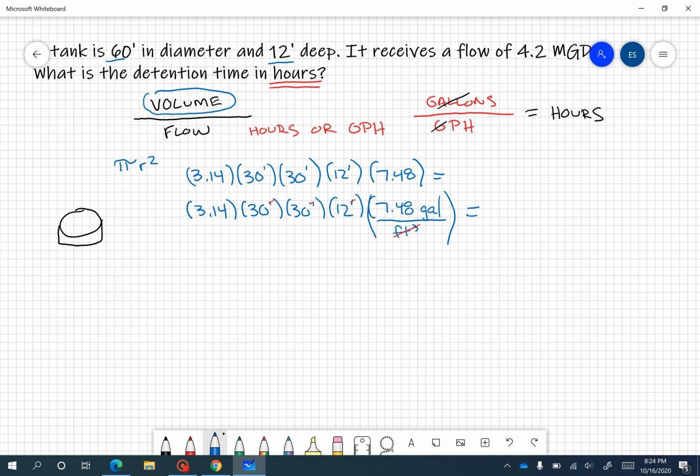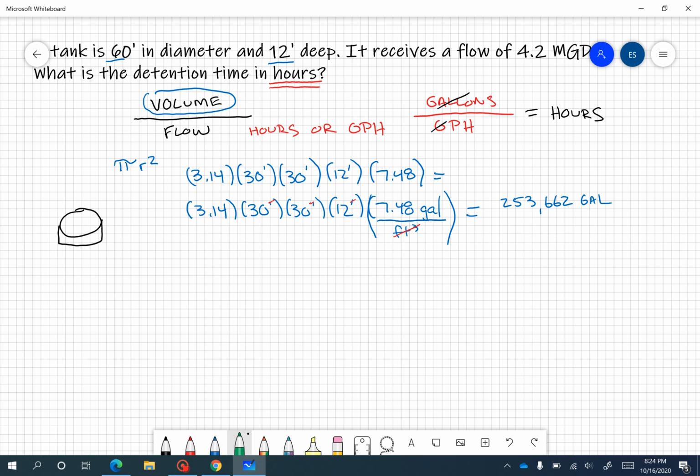3.14 times 30 times 30 is 2,826, times 12 feet deep is 33,912 cubic feet, times 7.48 gallons in a cubic foot gives me a total of 253,661.76 gallons, which I'm going to round up to 253,662 gallons.